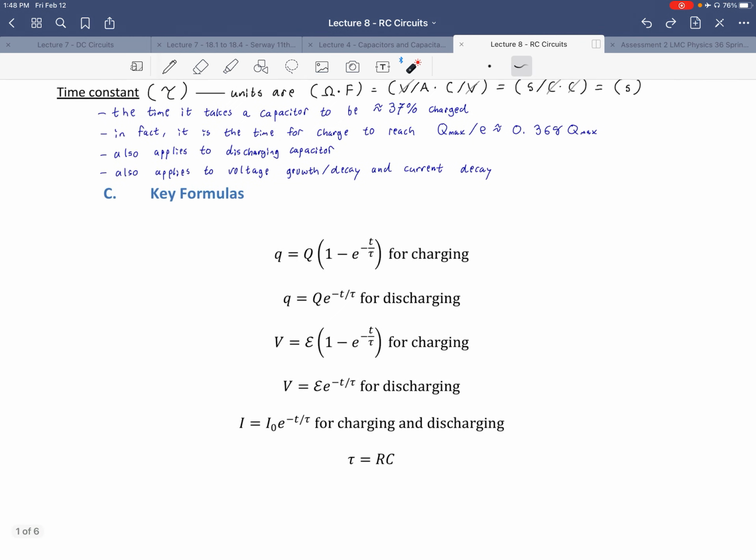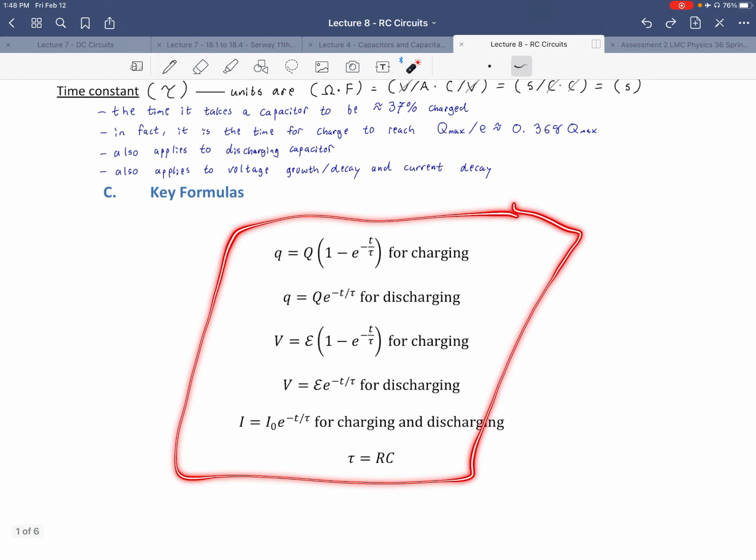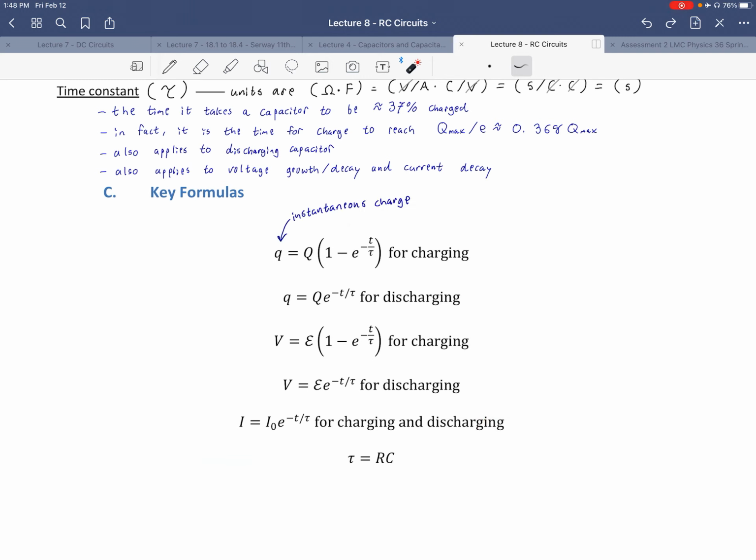All right, so let's take a look at our key formulas, all closely related. Our first one here is little q, which is instantaneous charge. Instantaneous charge where? On the capacitor, because these circuits all have a resistor and a capacitor. So this is the instantaneous charge that's built up on the capacitor, okay? Q is the maximum charge in the capacitor. Q equals Q max, okay? That's when the capacitor is fully charged, okay?